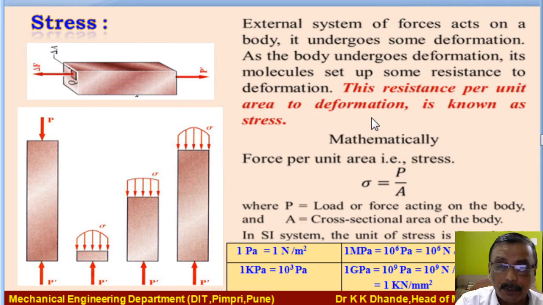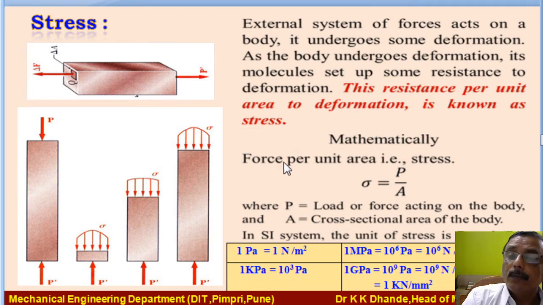Now let's think about a simple example. When we stretch a rubber, initially it doesn't stretch, but when more force is applied on it, its length changes. Why? Because initially, when we apply the force, the internal resistance is greater than the external force applied, that's why the rubber doesn't stretch. But when the external force is more than the internal resistance, deformation starts. So we may say this resistance per unit area to deformation is known as stress.